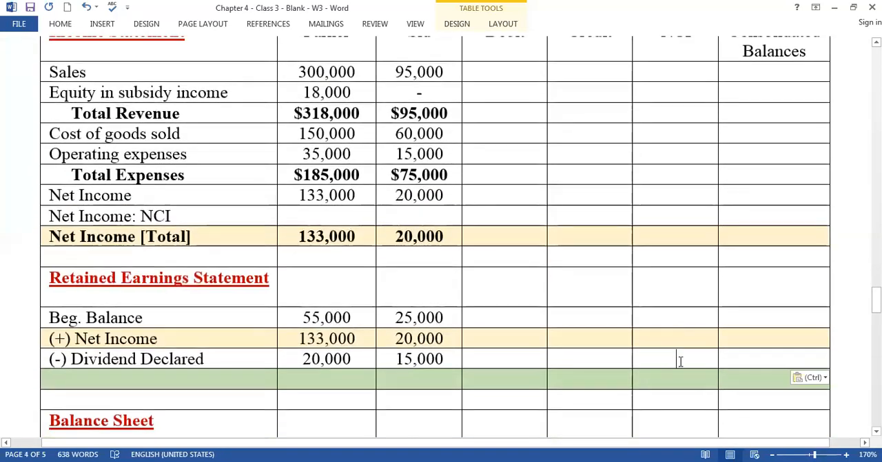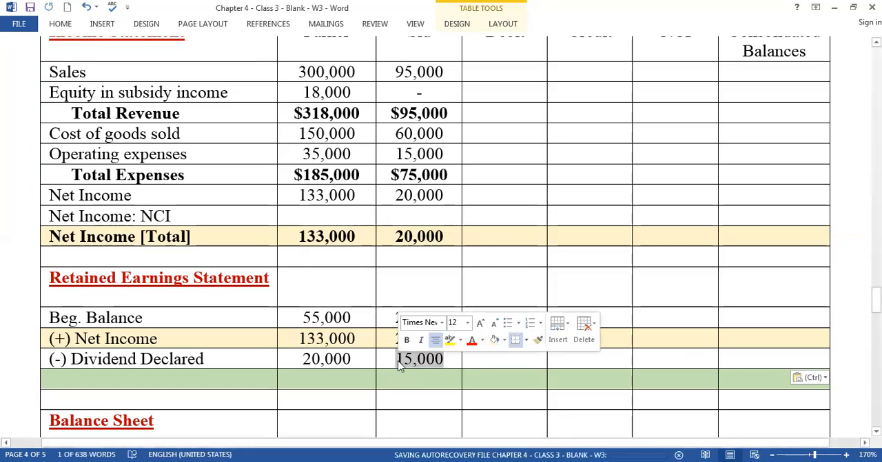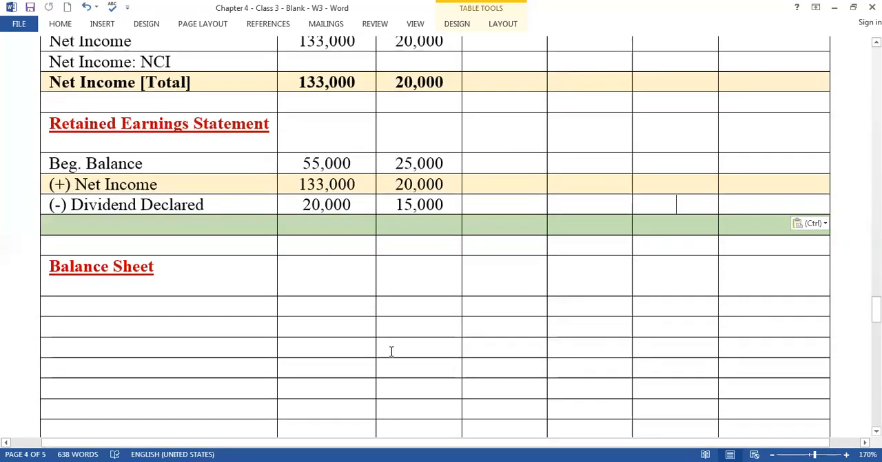Can you guess what should be the amount here? If the dividend is $15,000 and 90% is ours, it is included in our investment account, because according to the equity method, if we receive a dividend, our investment will decrease. So it is adjusted with our investment account. Another 10% will come here. I will show you later on. Do you understand?